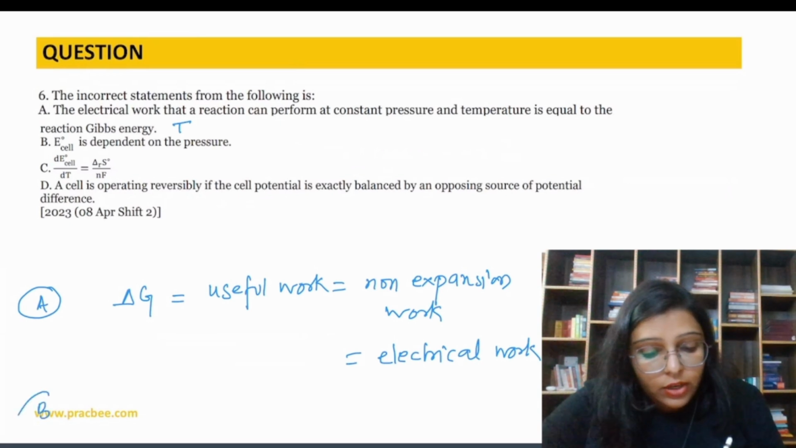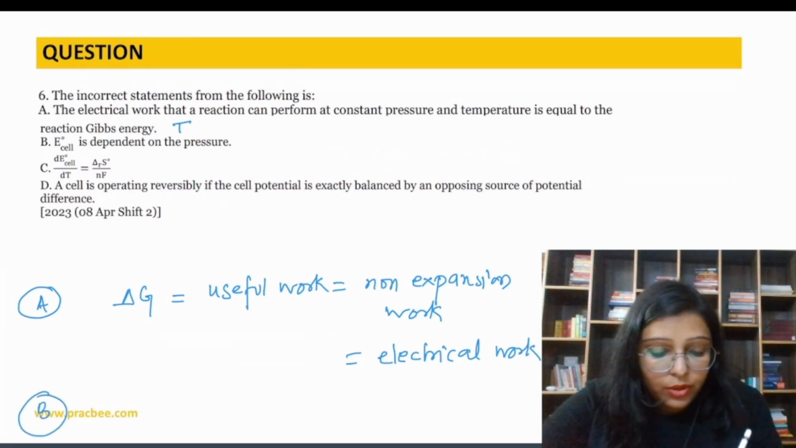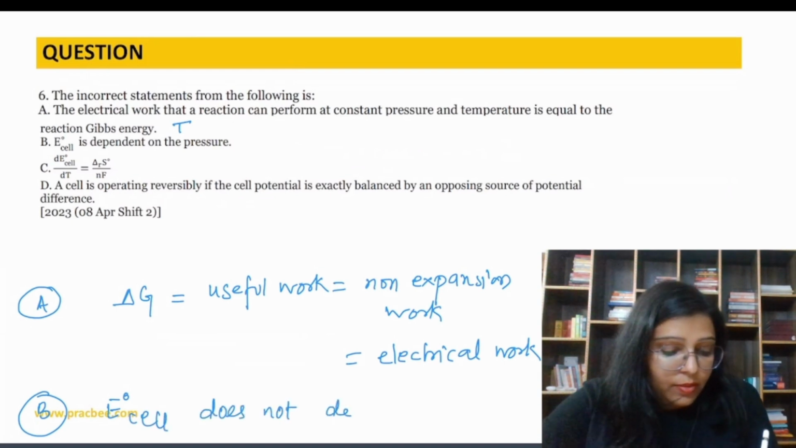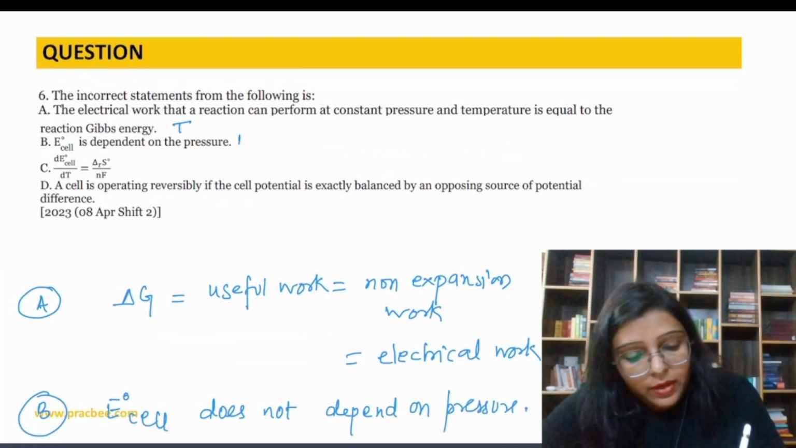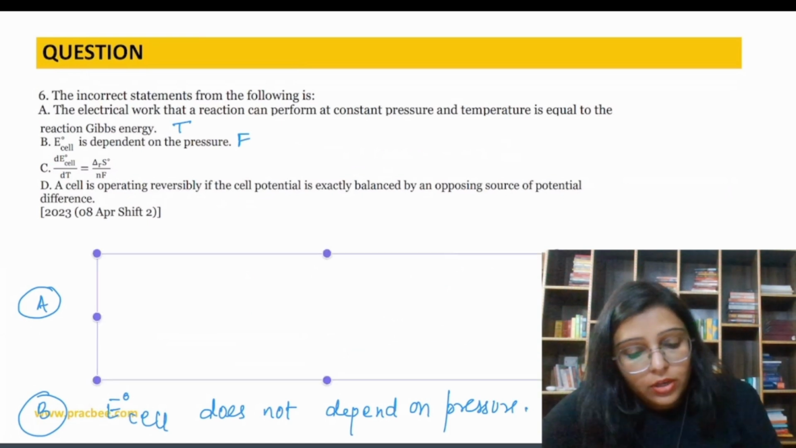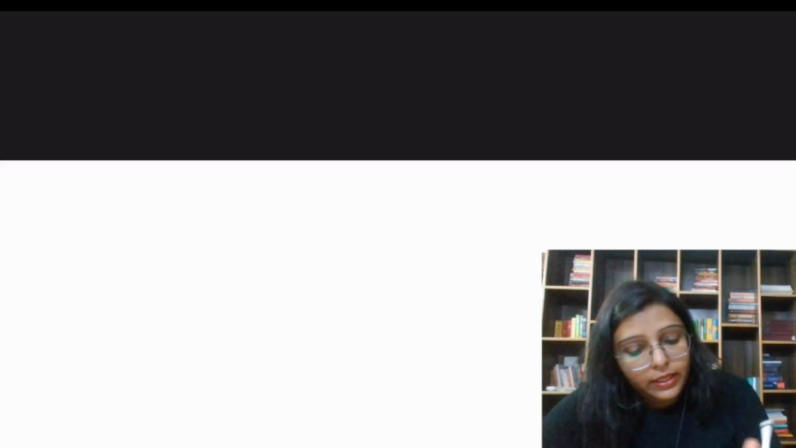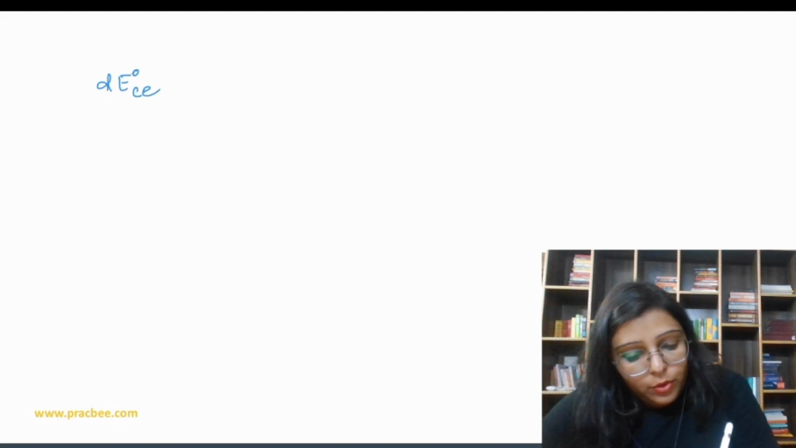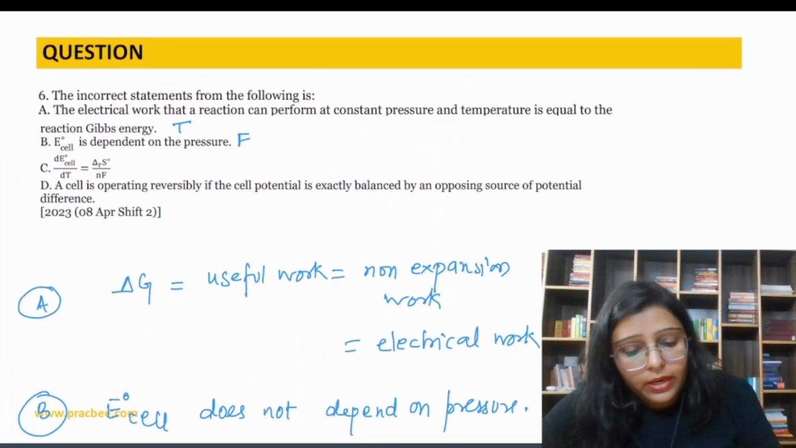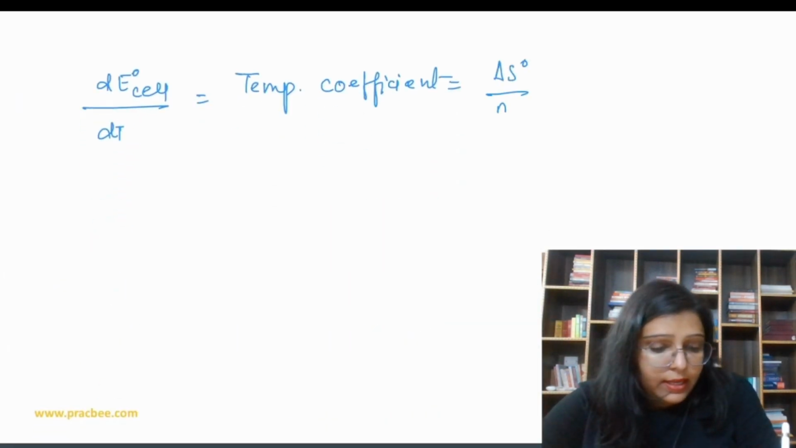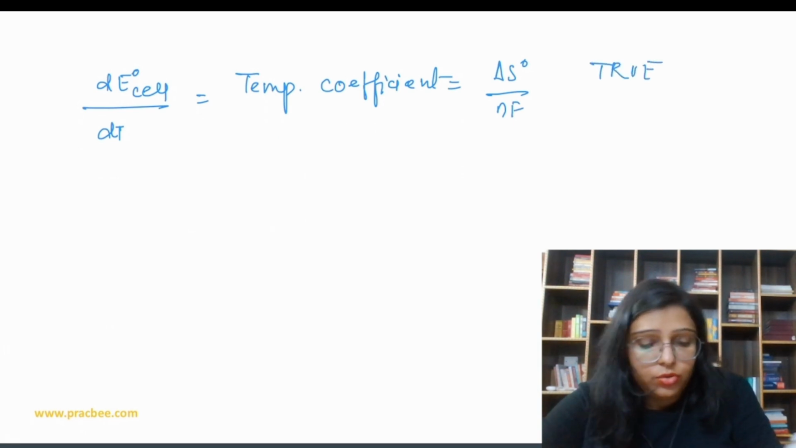Now second, E naught cell is dependent on pressure. No, no. E naught cell does not depend on pressure, right? Does not depend. So this is false. Now third is d E naught cell upon dT. So d E naught cell upon dT is equal to the temperature coefficient, and we know that it is equal to delta S naught upon nF. That's the formula. So this is also true.